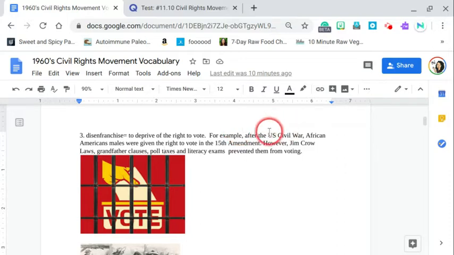For example, after the U.S. Civil War, African American males were given the right to vote in the 15th Amendment. However, Jim Crow laws, grandfather clause, poll taxes, and literacy exams prevented them from voting. So even though legally it says they have this right, the right was taken away from them.